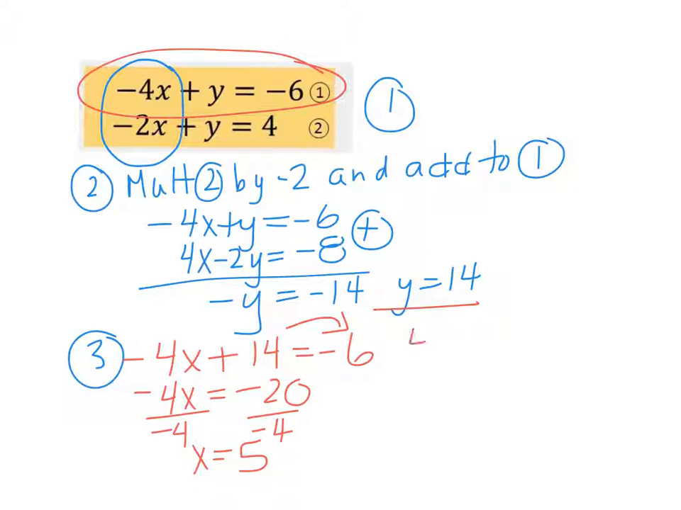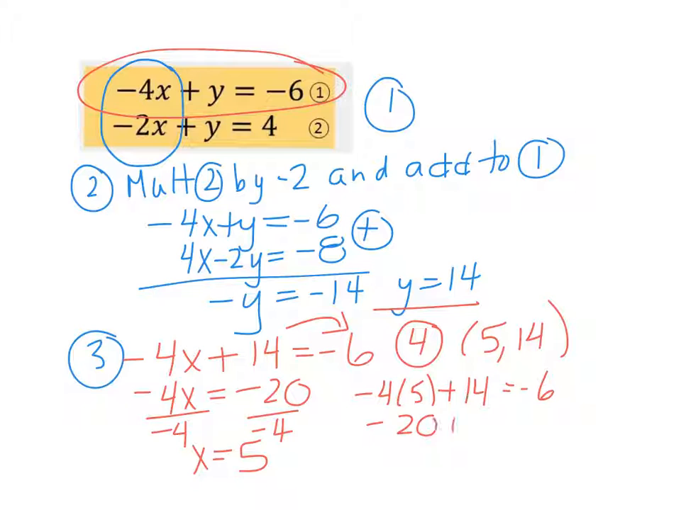My last step is to make sure that my solution of 5 and 14 is indeed correct. So I substitute back into equation number 1. That's negative 4 times 5 plus 14, testing if it equals negative 6. Negative 20 plus 14 is equal to negative 6. Negative 6 is equal to negative 6.